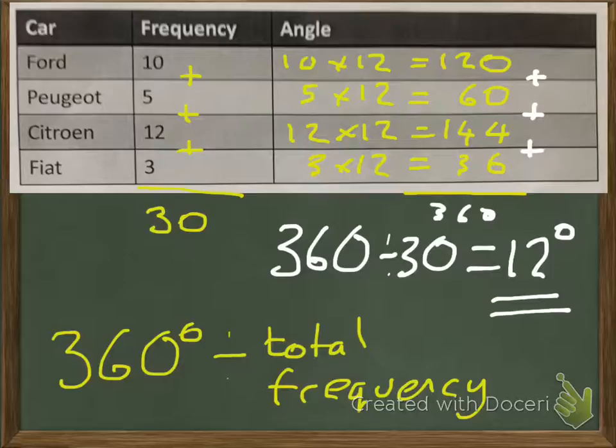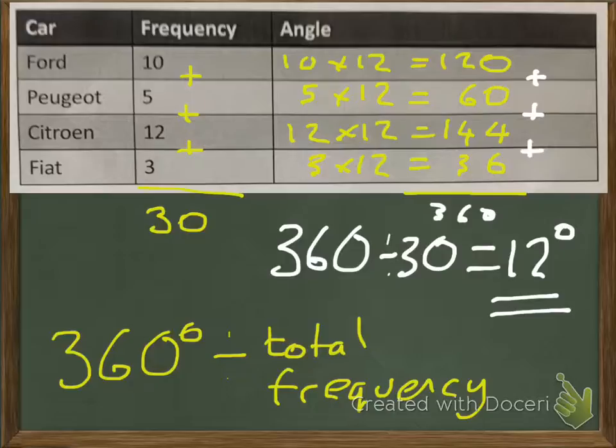So first of all, add all the frequencies together. Then we do 360 divided by the total frequency, which gives us an answer which represents the angle each individual in this survey receives. Then multiply each frequency by that answer, and once you've done that you have all of your angles. Check your calculations by adding those angles together, and it should come to 360 degrees if you've done everything right.